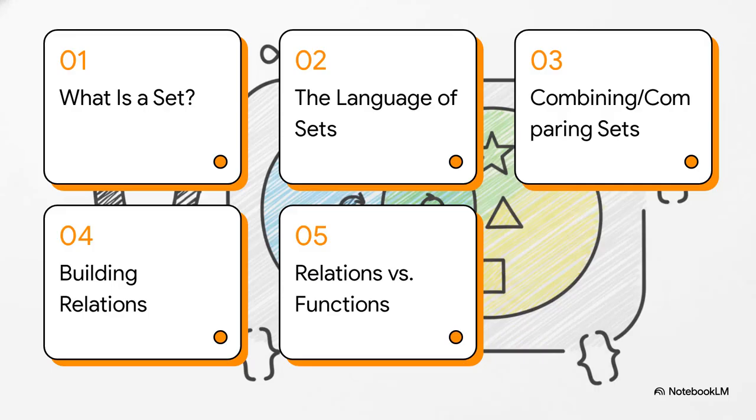So, here's our game plan. First up, we'll get a handle on our basic building block, the set. Then we'll learn the language we need to actually talk about them. After that, we'll see how to put these blocks together in interesting ways. From there, we'll start connecting them using something called relations, and that all leads up to the big finale, figuring out the crucial difference between a relation and a function.